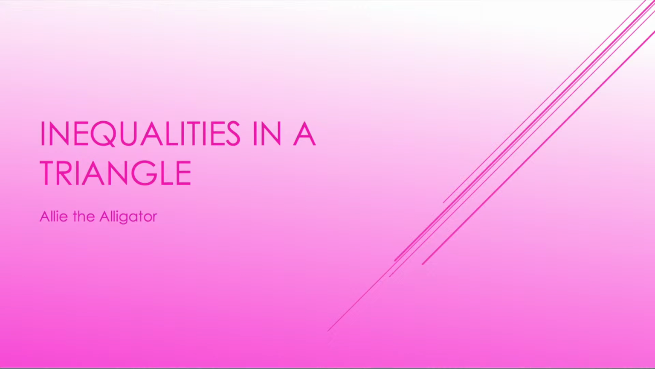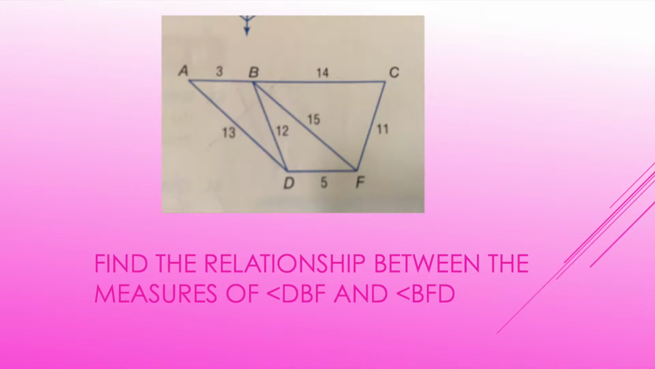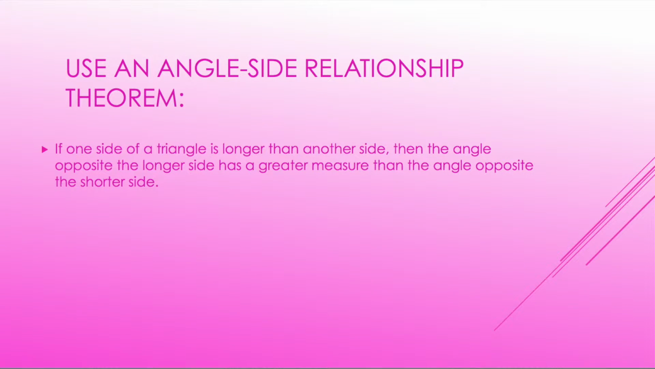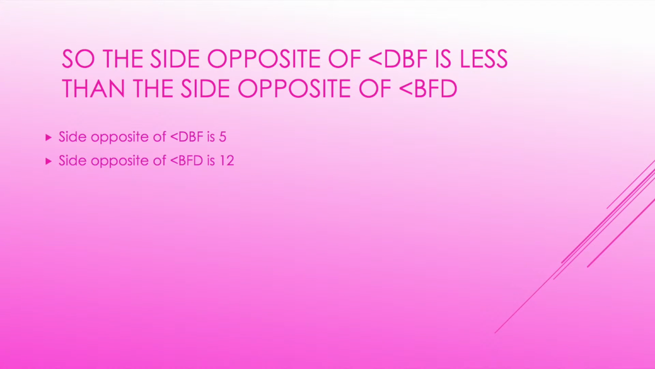Inequalities in a triangle. Find the relationship between the measures of angle DBF and angle BFD. Use an angle-side relationship theorem: if one side of a triangle is longer than another side, then the angle opposite the longer side has a greater measure than the angle opposite the shorter side. So the side opposite of angle DBF is less than the side opposite of angle BFD.